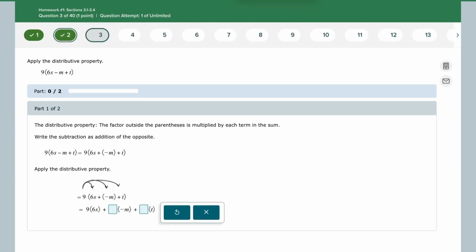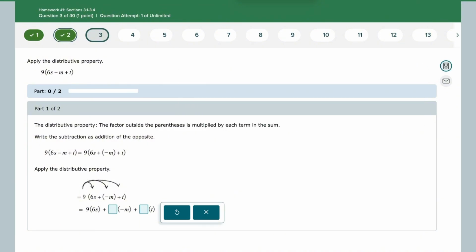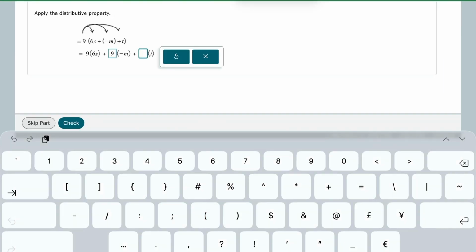So now we are using the distributive property. Over here you have some connections to the ebook, so I would definitely use that if you need to. But what you're going to do is distribute the 9. So you're going to multiply 9 to S and then negative M and then T. So all you have to do here is type in 9 and 9.